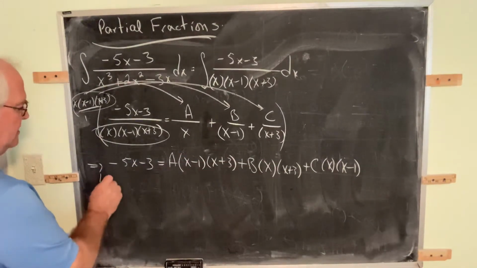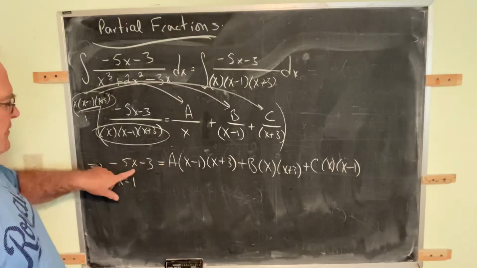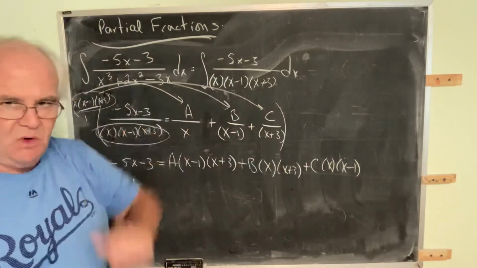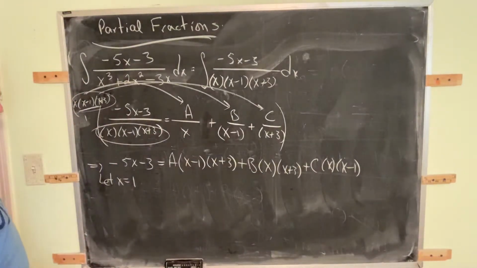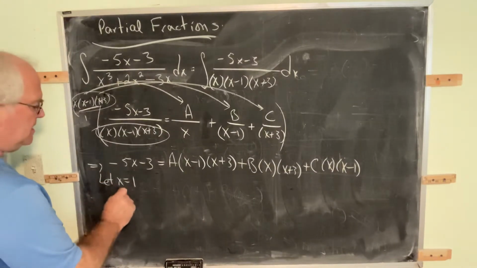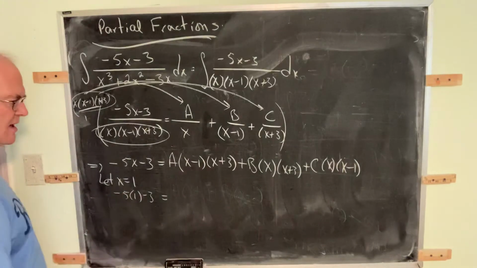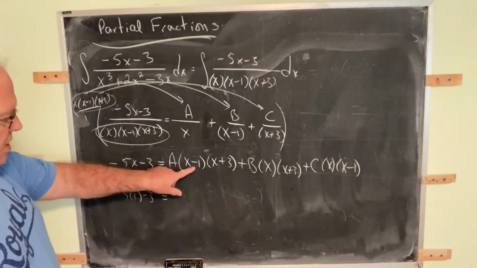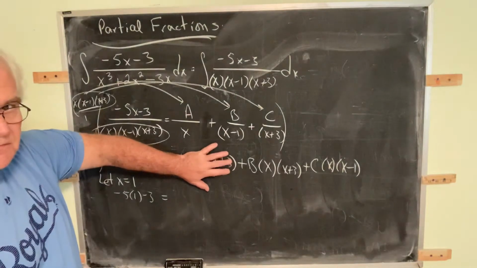So let's let x equal 1. If x is 1, put that in everywhere you see an x, substitute a 1. Good news is a bunch of this drops out. Because on the left-hand side, this is negative 5 times 1 minus 3. We'll figure that here in a minute. When x is 1, this term becomes 0. 0 times anything, that term drops out. Yeah?